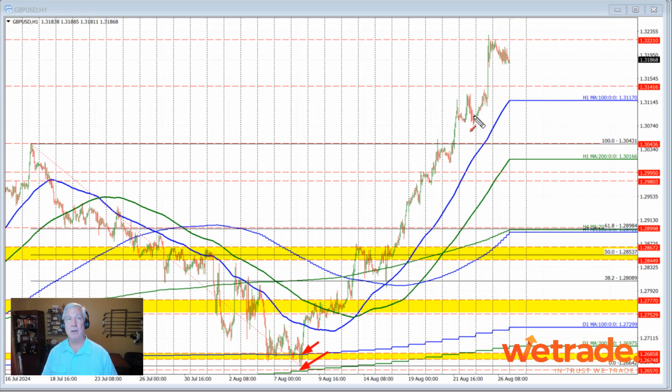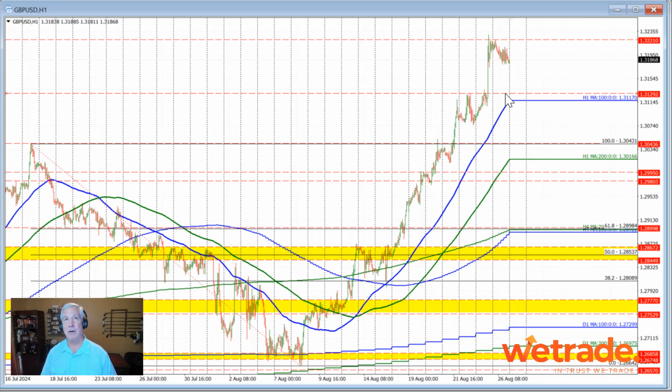And going forward, if we're going to move lower, we're going to need to get below the 100-hour moving average, which is rising fairly quickly at 1.3117, but is still a good 60 or 70 pips away from the current price at 1.3187. So be aware of that level on the downside as the 100-hour moving average moves higher.